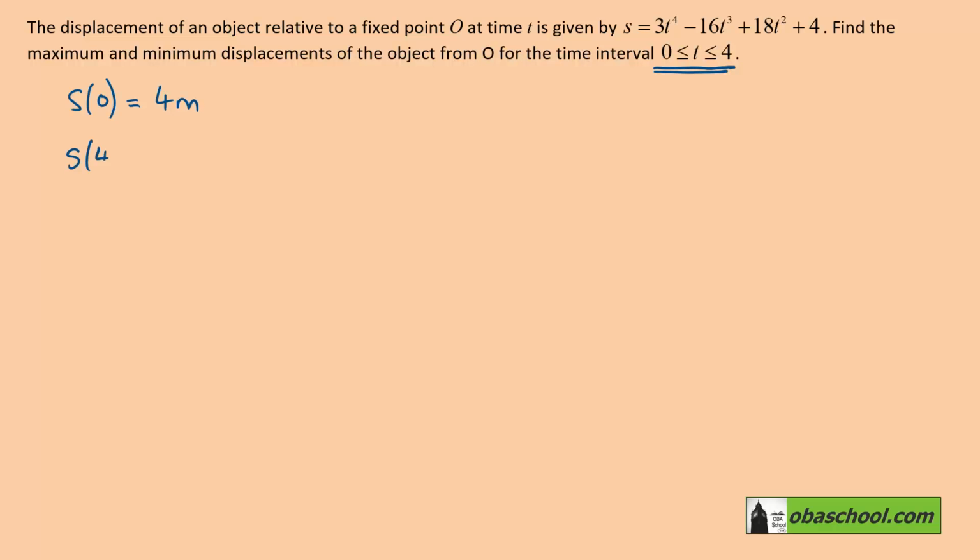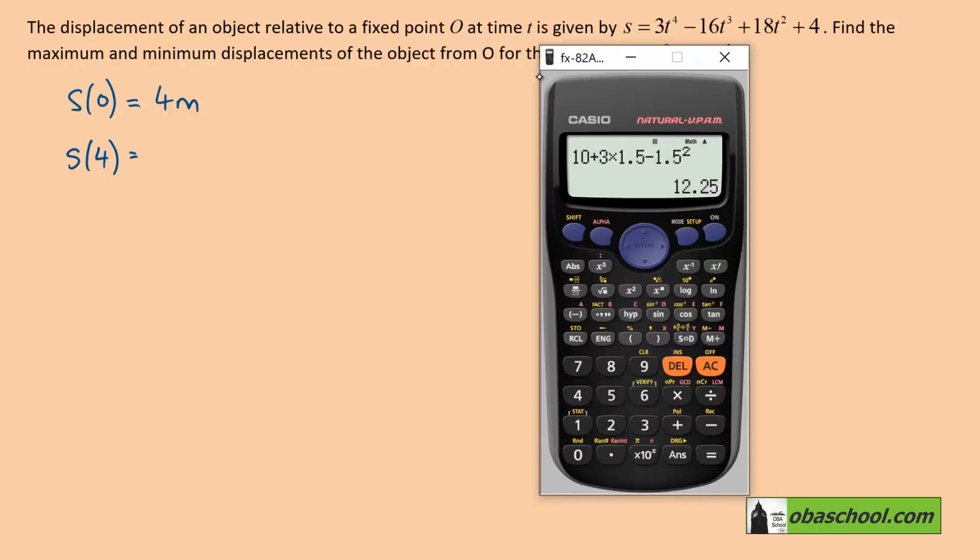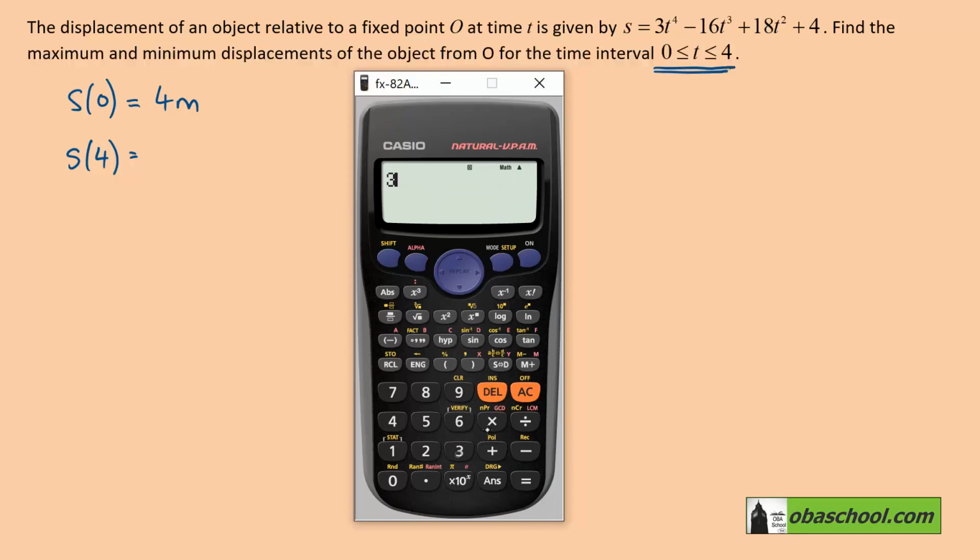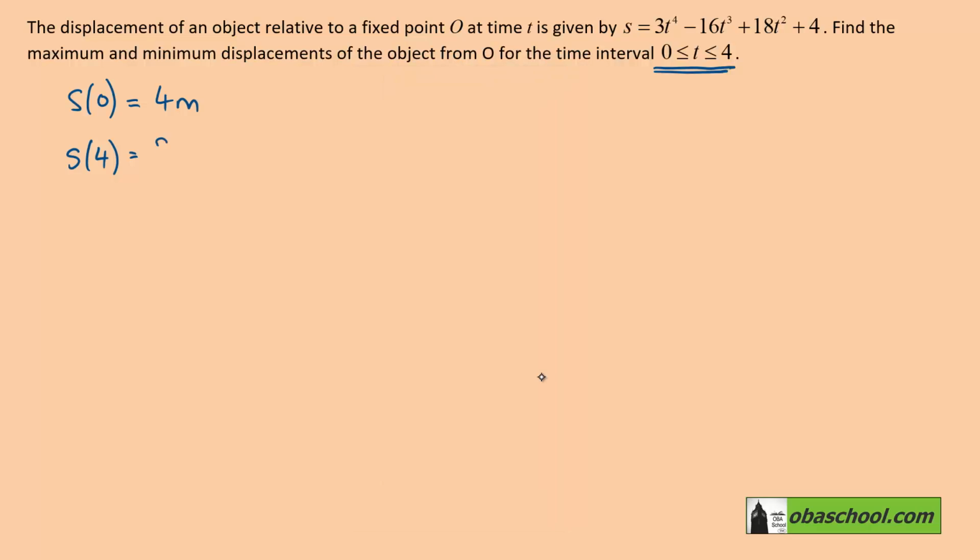For s(4), I'm going to use the calculator because there's some big numbers involved here. So I'm going to do 3 times 4 to the power 4, take away 16 times 4 cubed, plus 18 times 4 squared, add 4. And that gives me 36 meters.